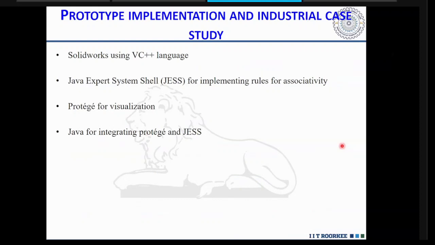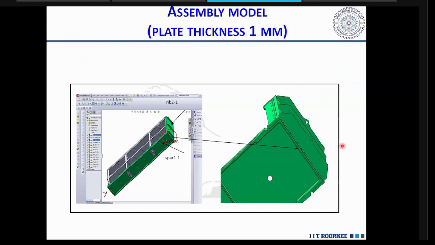We have implemented all these things in SolidWorks using the API, using the C++ language. We have used Java expert system shells for implementing rules for associativity, that is, if you change something either on the design side or on the process side, how it will impact the other vice versa. Protege for visualization and Java for integrating Protege with JESS. So this is one of the examples of what I have discussed.